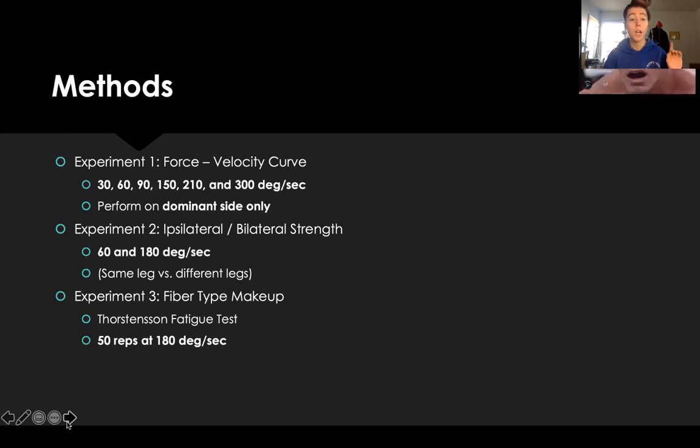Okay, so these are the experiments that we're going to do. Experiment 1, 2, and 3. In experiment 1, we're going to be looking at the force velocity curve. We're going to get the force velocity curve on one side of the body using all of these different velocities.